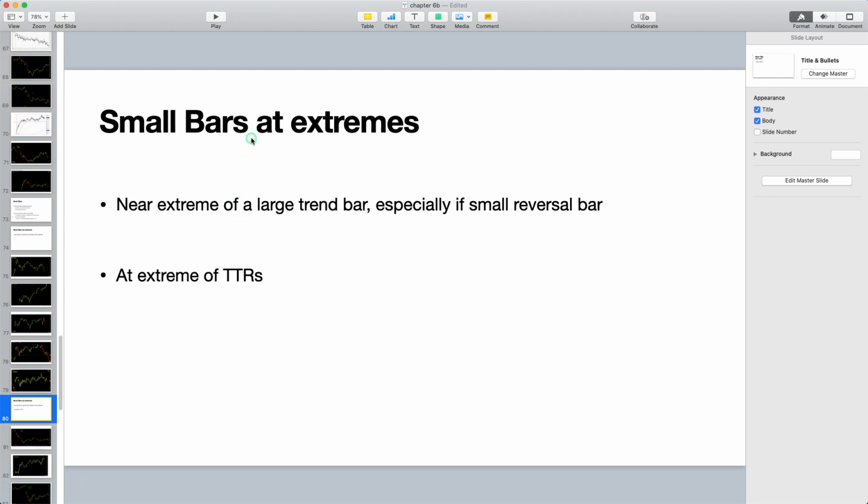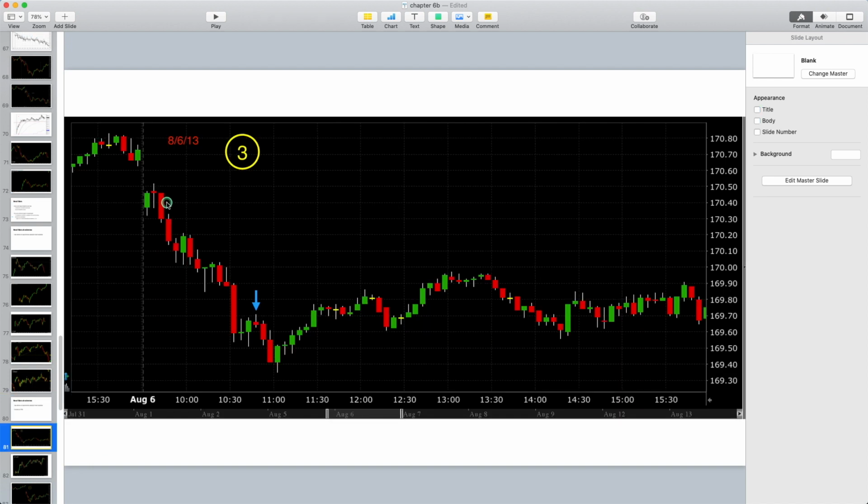Another example of small bars at extremes are at extremes of tight trading ranges. So here we have a tight bear channel, and then we get a strong acceleration down. This strong bear breakout is probably going to have at least a small second leg down. Now some bulls will interpret this tail here as a second leg down, and they may buy above this bull reversal bar. But if you're buying in a tight bear channel, you want to see a surprise up.